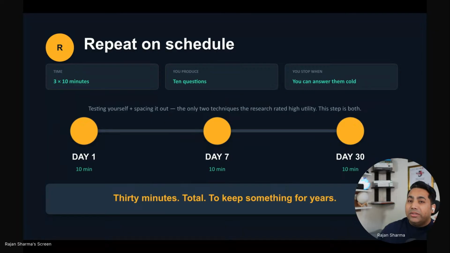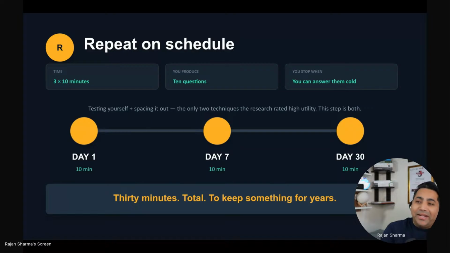And do that process on a schedule. This is the next step, repeat on a schedule. I think this is one of the steps which most people skip, and this is the honest situation. You will do the first three steps, and it will be a great weekend.